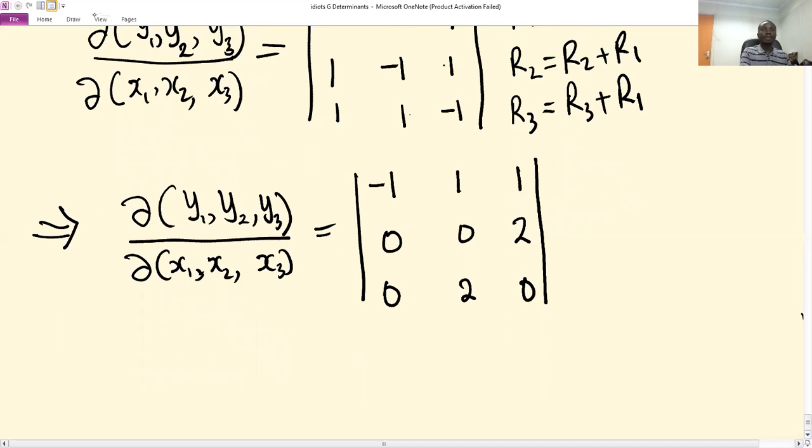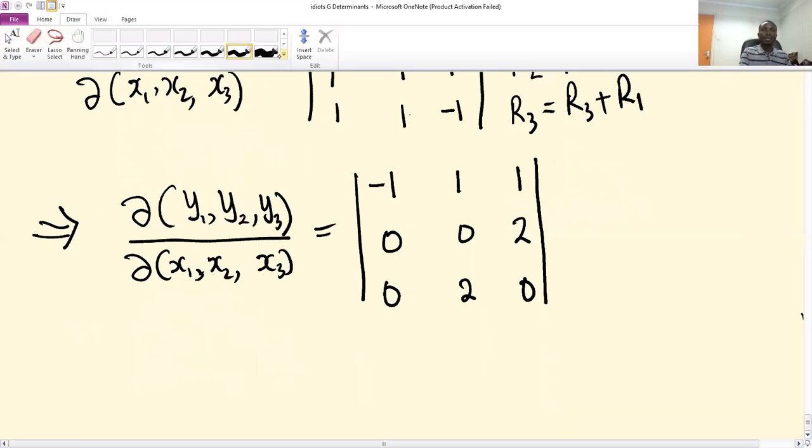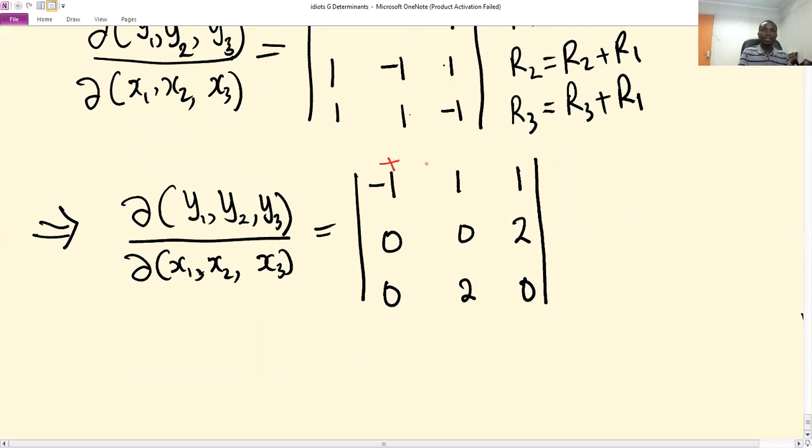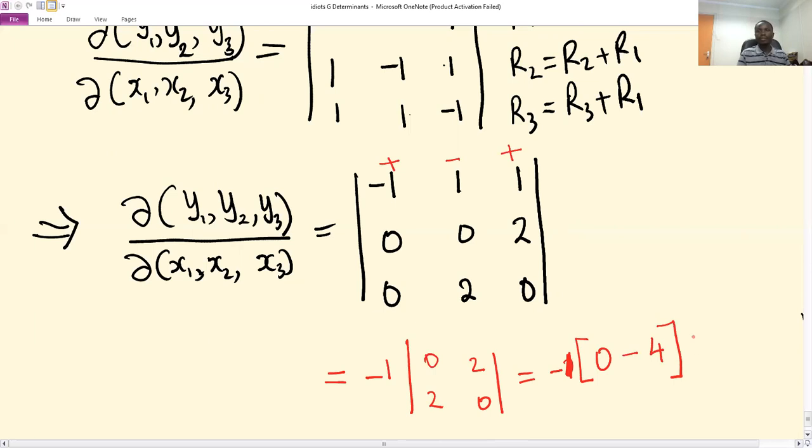Now this is an easy determinant to evaluate using compact expansion. So the sign of this element is usually positive, negative, positive. So expanding along the first row, this determinant will be negative 1 times the submatrix 0, 2, 2, 0. And this will be negative 1 into 0 times 0 is 0, 2 times 2 is minus 4, and negative 1 times minus 4 is what gives us 4. That is the answer that was given.